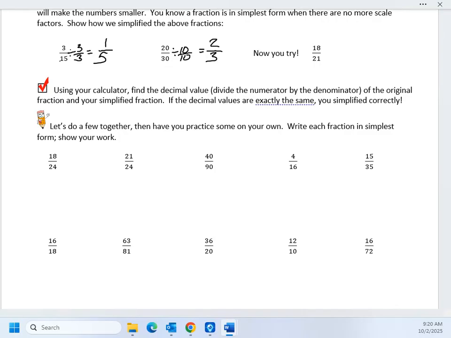Now you try. What scale factor can we divide out of 18/21? What do you think we can divide out here? What do you think, Rhoda? 3/3. So we've got that 3/3. 18 divided by 3 is 6. 21 divided by 3 is 7.